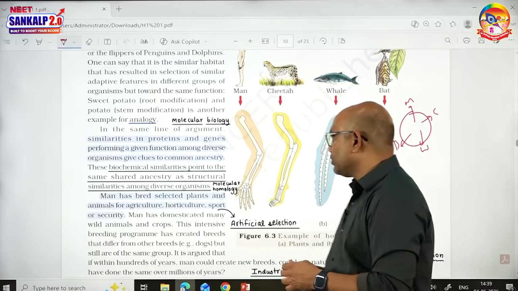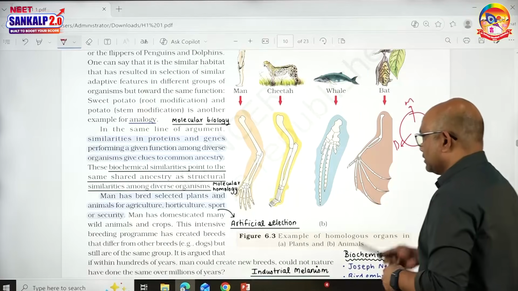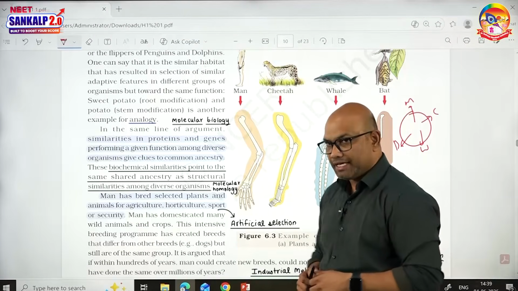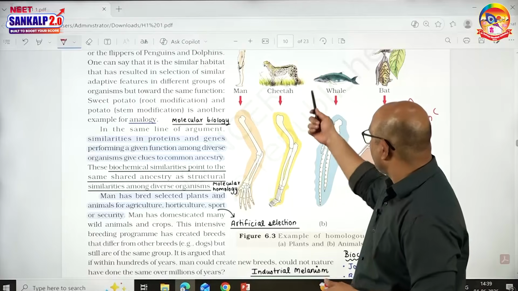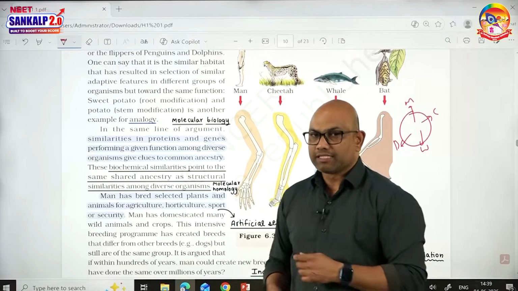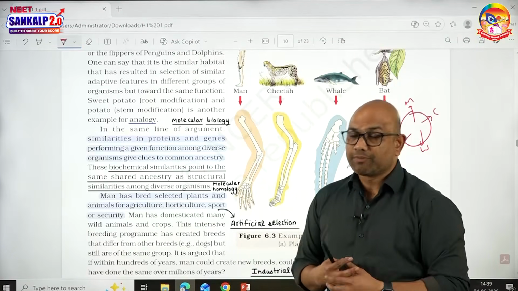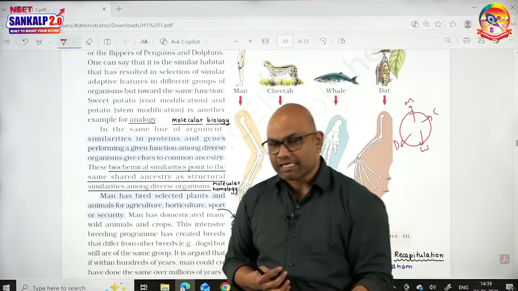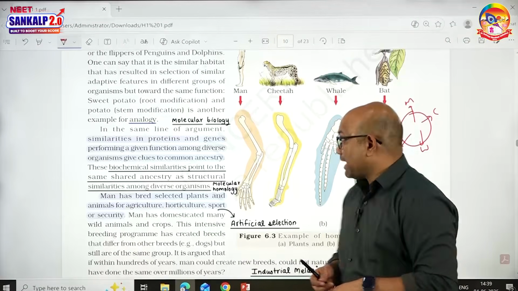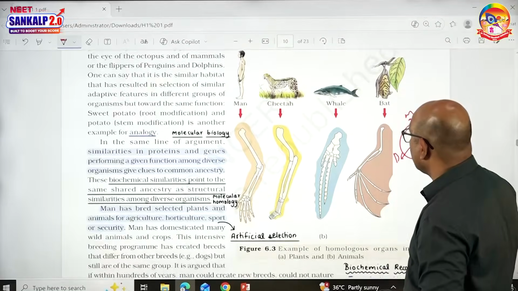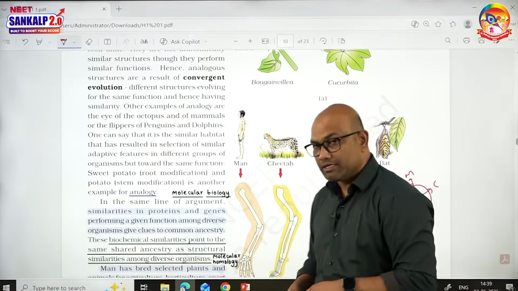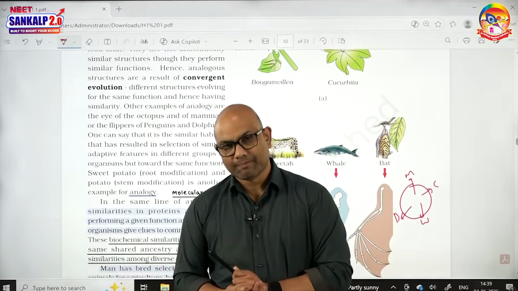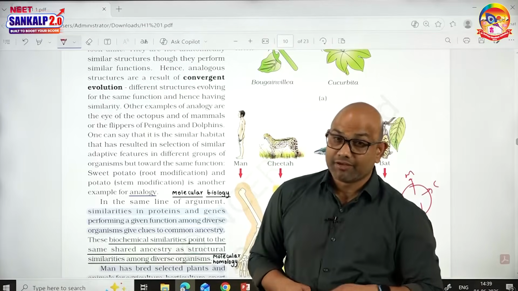The examples of homologous organs include the forelimbs in vertebrates, that means mammals like cheetah, whale, bat and man. Next, vertebrate brains explain homology, vertebrate hearts explain homology, and the plant example includes thorns and tendrils in Bougainvillea and Cucurbita, which is also an example of homology. Homology explains divergent evolution.